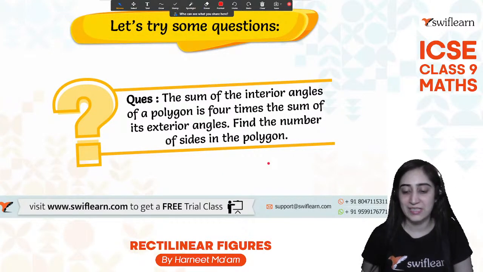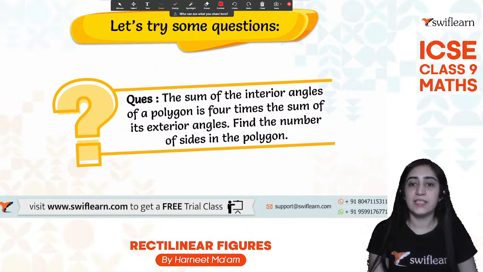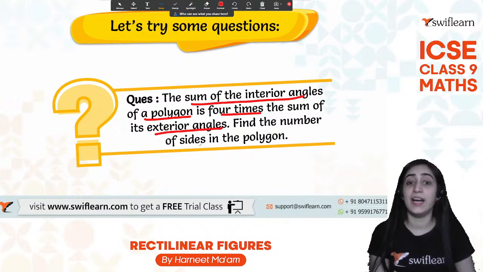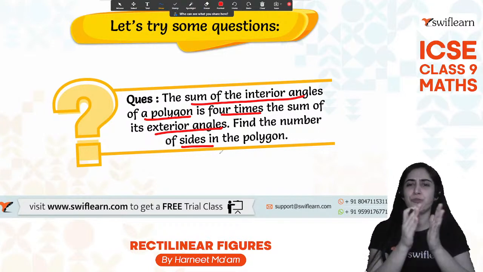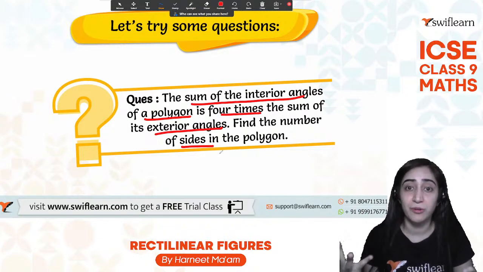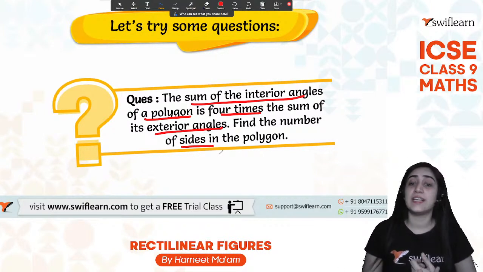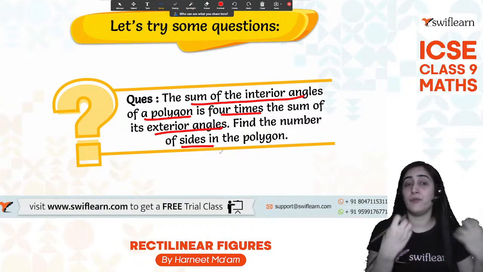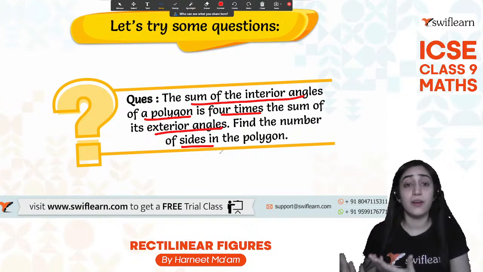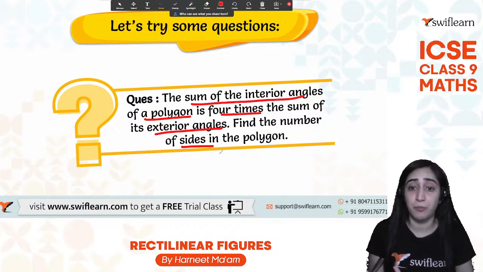Let's quickly do this question and see how many of you can do it. Let's try a question that says the sum of the interior angles of a polygon is 4 times the sum of the exterior angles. Find the number of sides of the polygon. So the sum of interior angles is 4 times the sum of exterior angles. I have to find the number of sides of the polygon. I don't know whether it is a quadrilateral, pentagon, hexagon or decagon. Only the number of sides will tell me which type of polygon it is.